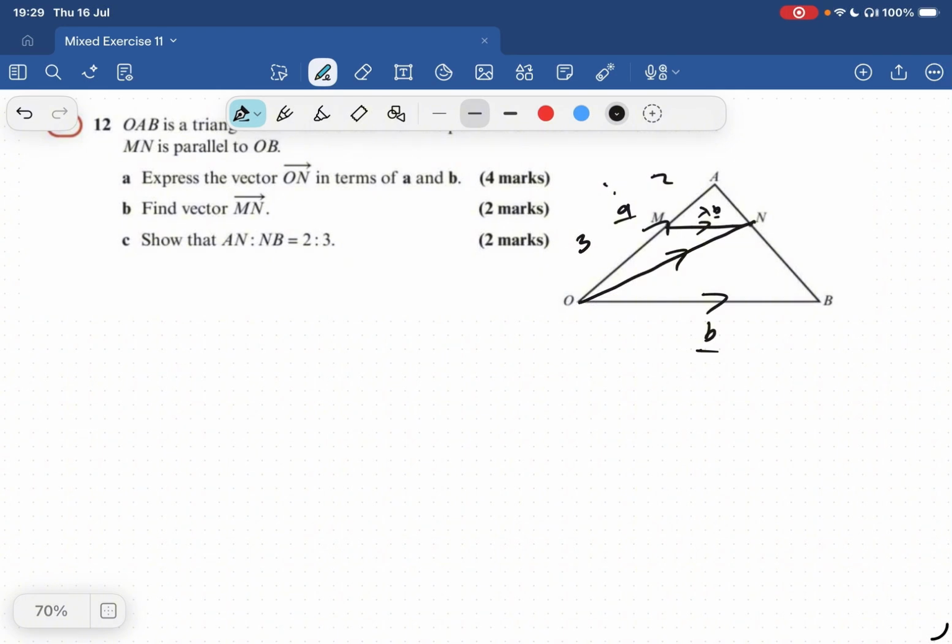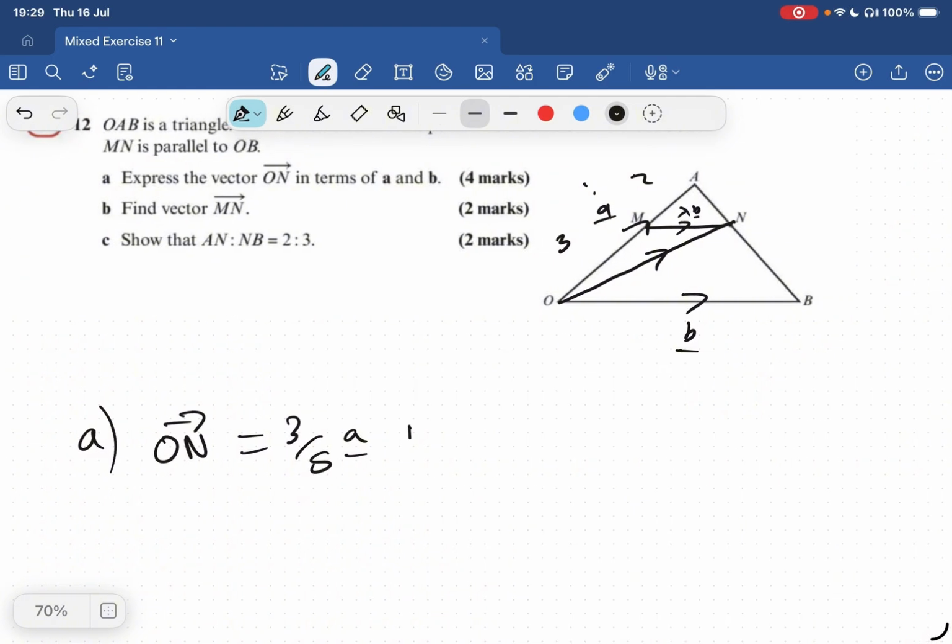Express ON in terms of A and B. Okay, perfect. So let's look at A. ON in terms of A and B. Well, you'd get ON equals 3/5 A plus lambda lots of B. Okay, but this question doesn't say in terms of A, B, and lambda. It's just in terms of A and B.